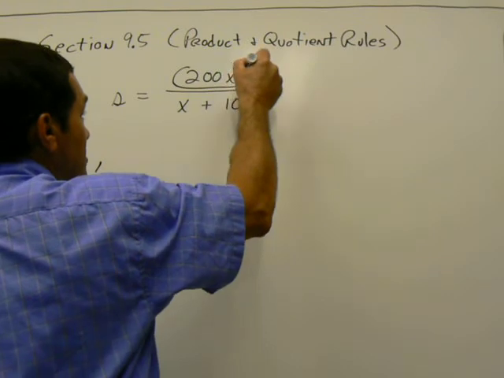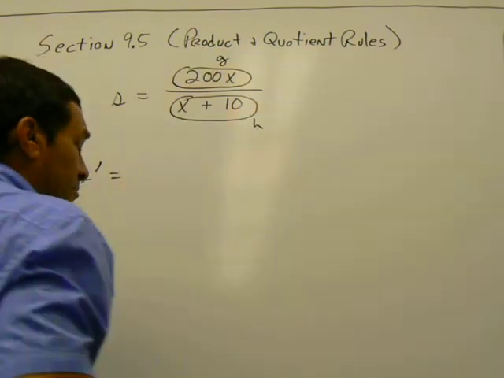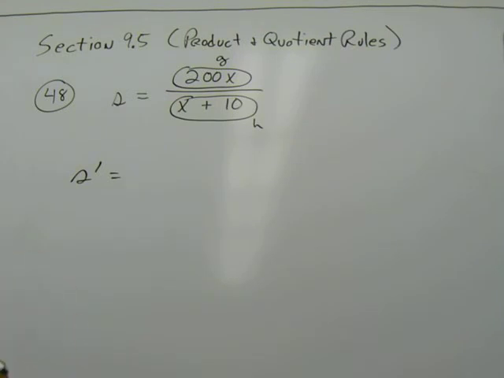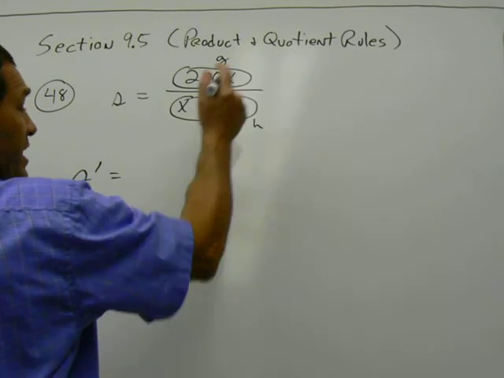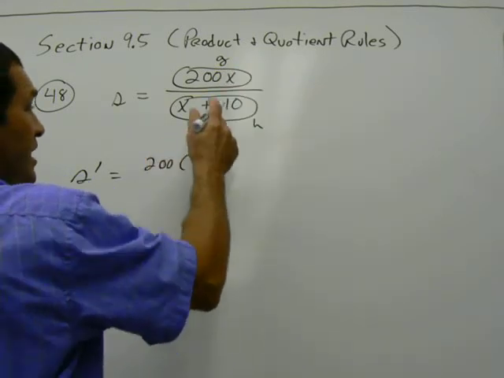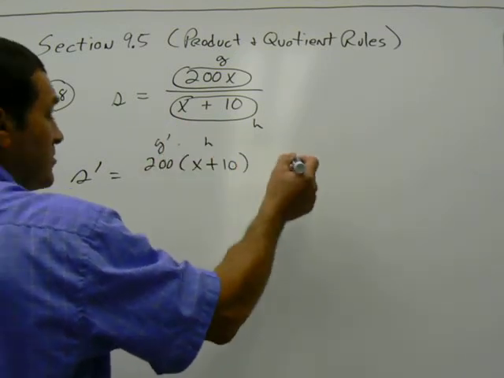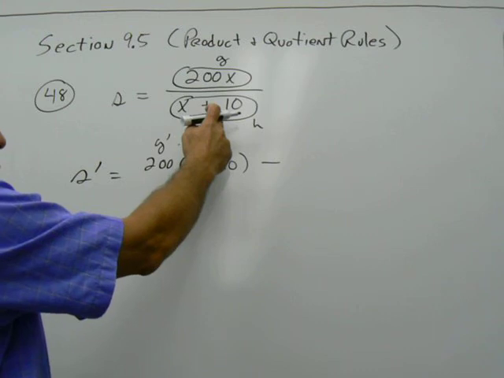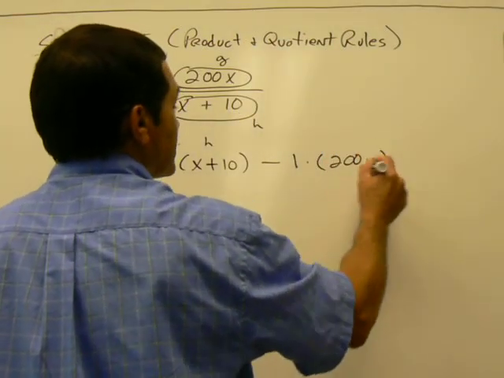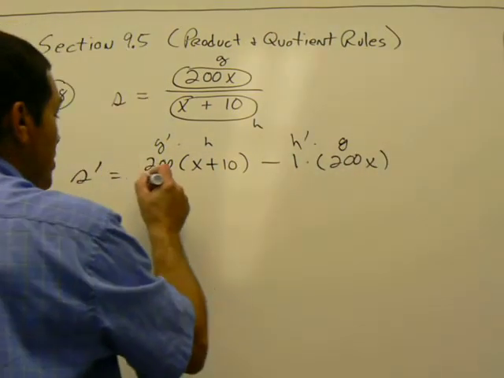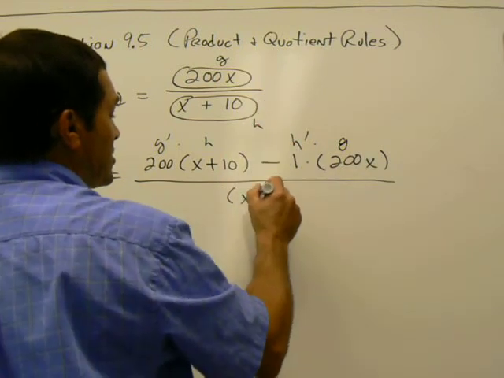This is my function G divided by my function H. And I'm going to use the quotient rule, which is G prime times H minus H prime times G, over G squared. So G prime, the derivative of 200X, is 200, times H. Here's my G prime times H, minus the derivative of X plus 10, the derivative of X is 1, times 200X. Here's my H prime times G, over the denominator H squared.